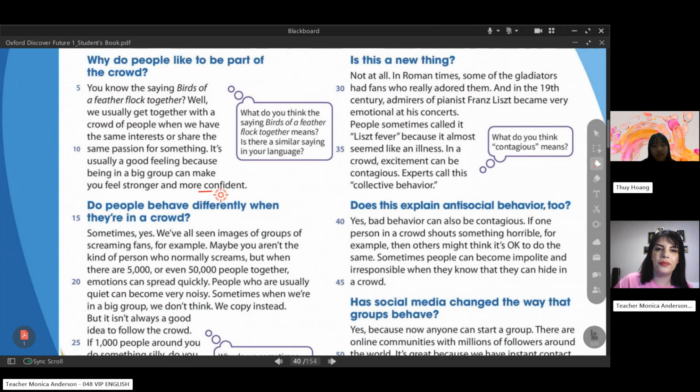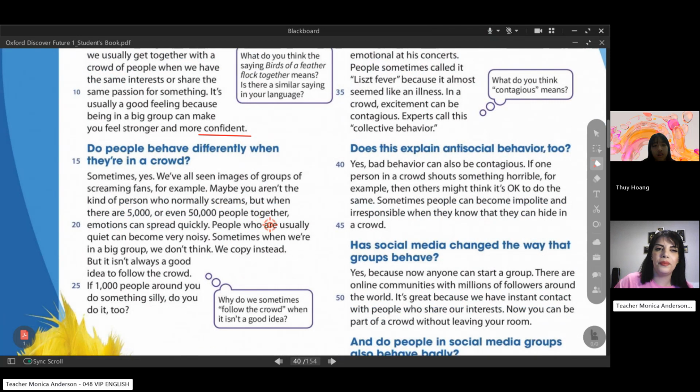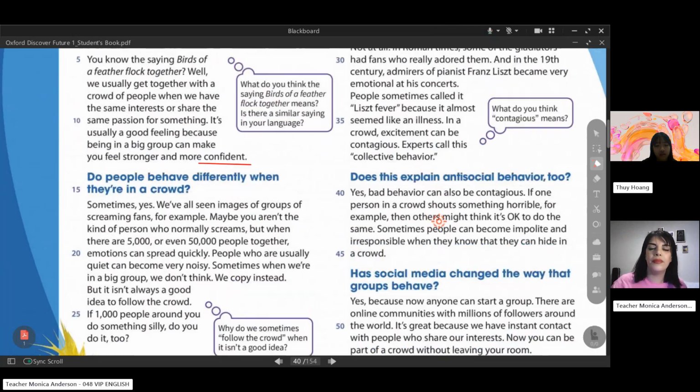Do people behave differently when they're in a crowd? Sometimes, yes. We've all seen images of groups of screaming fans, for example. Maybe you aren't the kind of person who normally screams, but when there are 5,000 or even 50,000 people together, emotions can spread quickly. People who are usually quiet can become very noisy. Sometimes, when we're in a big group, we don't think. We copy instead. But it isn't always a good idea to follow the crowd. If 1,000 people around you do something silly, do you do it too?